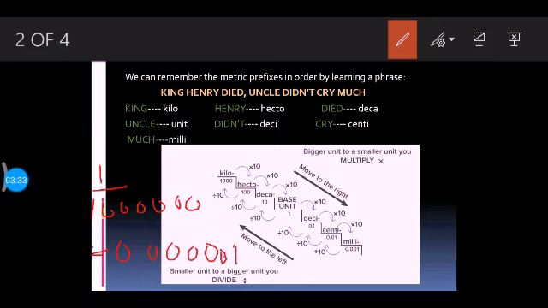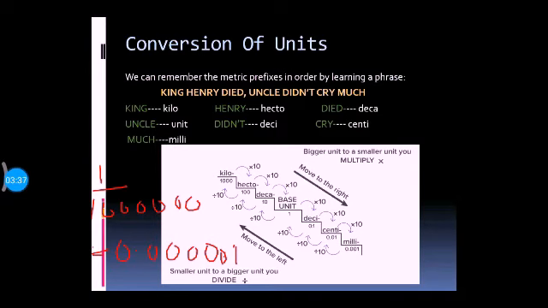Again, keep remembering the order of these metric prefixes with the phrase: King Henry died, uncle didn't cry much. K is for kilo, H is for hecto, D is for deca, then U is for our base unit, which in this case would be grams. Then again D is for deci, C is for centi, and M is for milli.